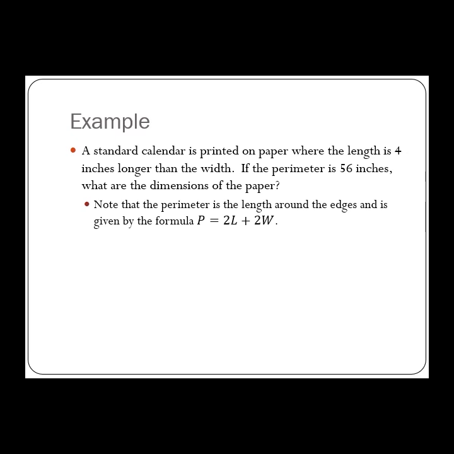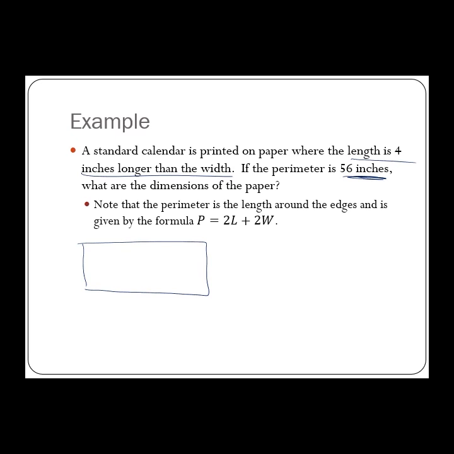A standard calendar is printed on paper, where the length is 4 inches longer than the width. So my picture's actually not a good picture. Let's see. The length is longer than the width. And the perimeter is 56 inches. What are the dimensions of the paper?